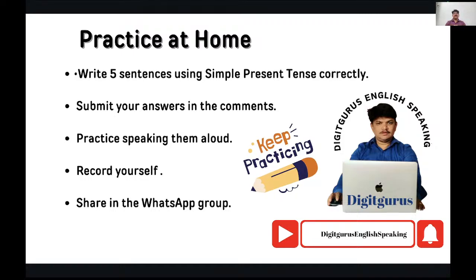You may record yourself and send that recording to me. We have WhatsApp groups for the beginner, intermediate, and advanced learner. You may share your recording in any of these WhatsApp groups.